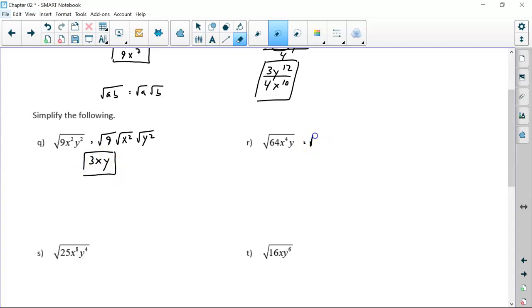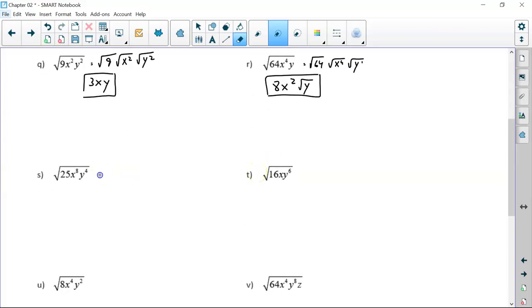For r, we start the same way. The square root of 64, the square root of x to the fourth, and the square root of y. And that's y to the first. The square root of 64 is 8. Now, x to the fourth. 4 is divisible by 2, so we can take the square root of it. So to find that, 4 divided by 2, that's going to be x squared. Now, 1 is not divisible by 2, so we're going to leave it as the square root of y. There's our answer for r.